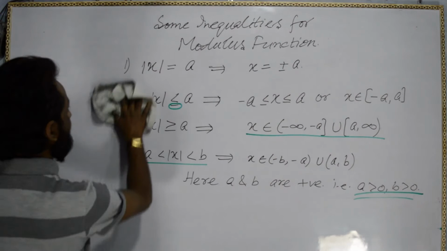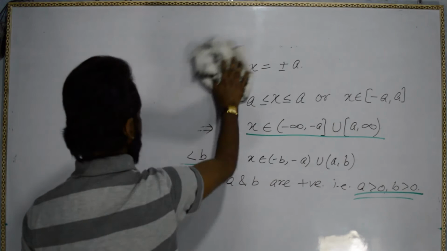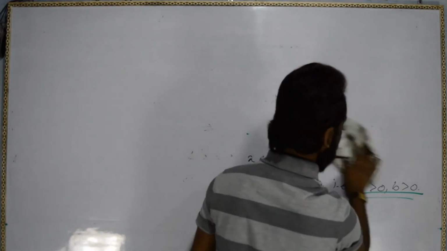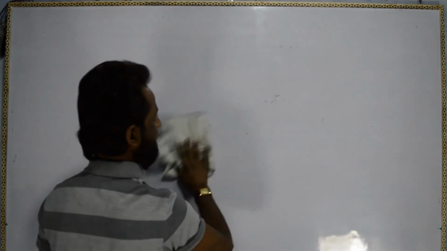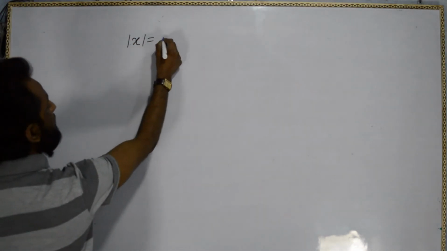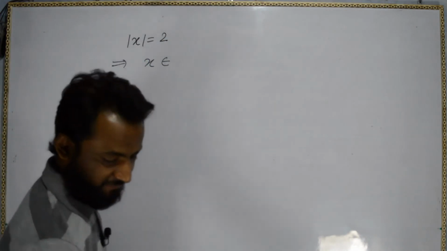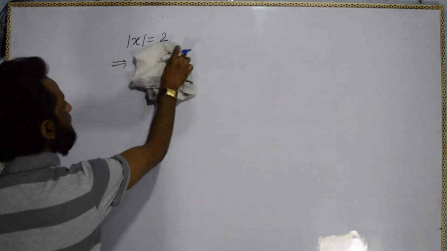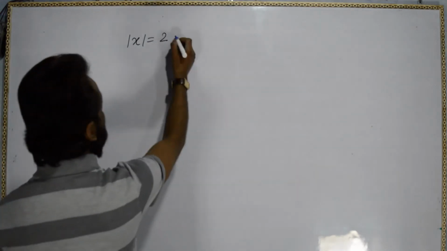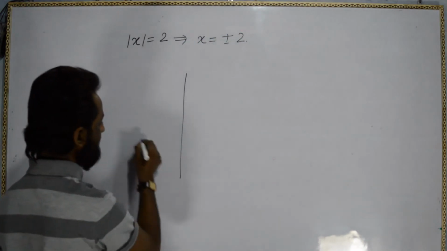Okay, let us try some questions. If we are given mod x equal to 2, it will be, sorry, not belongs to, it will be direct. So it will give us x equal to plus 2 or minus 2. So how will we draw this?